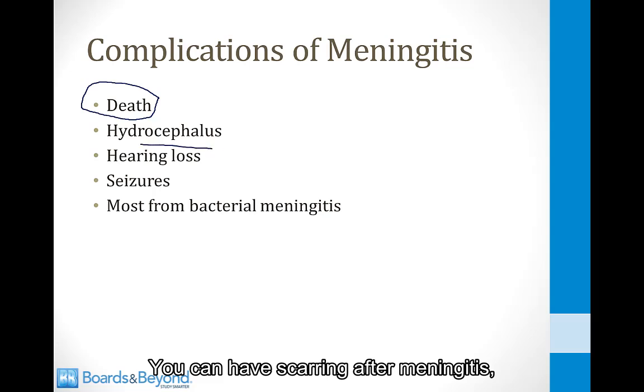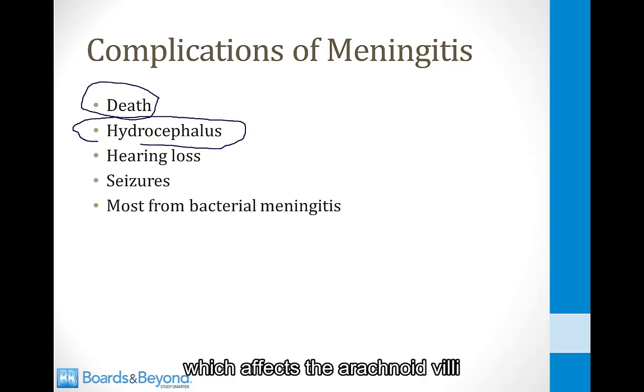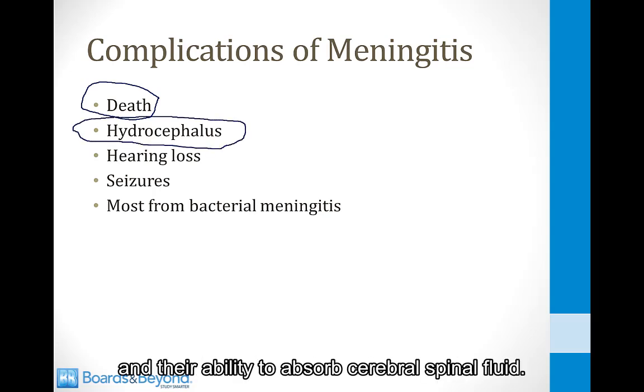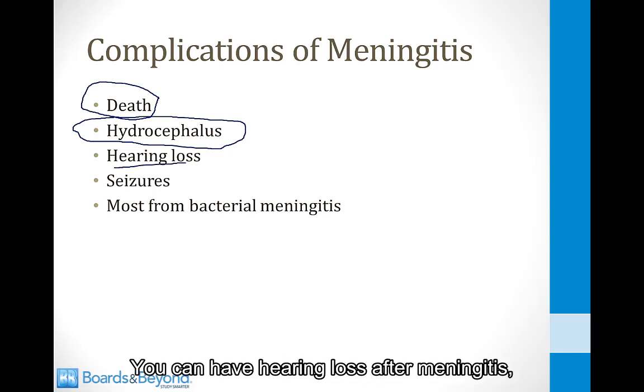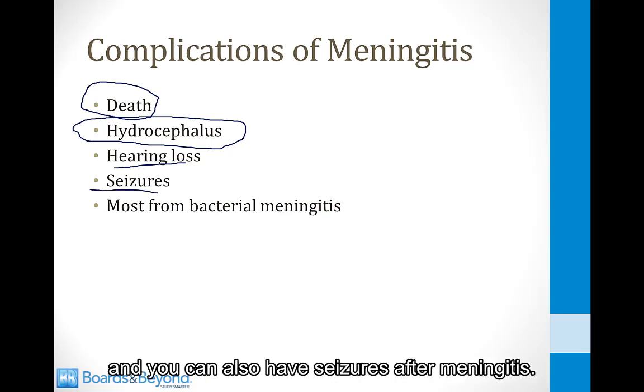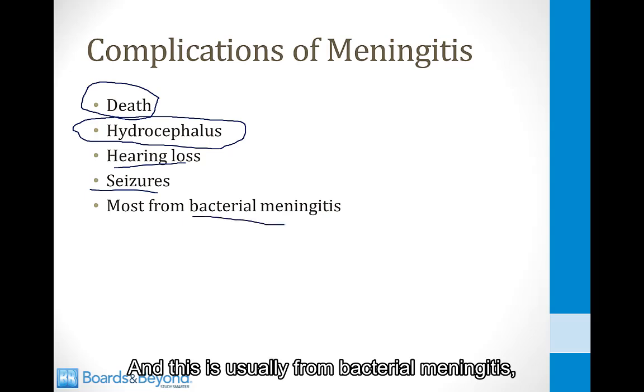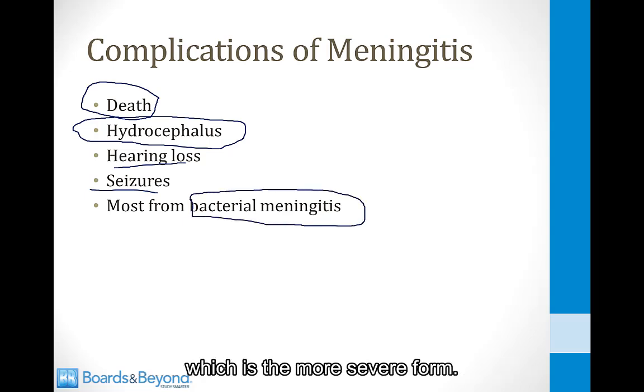You can have scarring after meningitis, which affects the arachnoid villi and their ability to absorb cerebrospinal fluid, and you will get hydrocephalus from this. And I talk more about this in the module on ventricles and sinuses. You can have hearing loss after meningitis, and you can also have seizures after meningitis. And this is usually from bacterial meningitis, which is the more severe form.